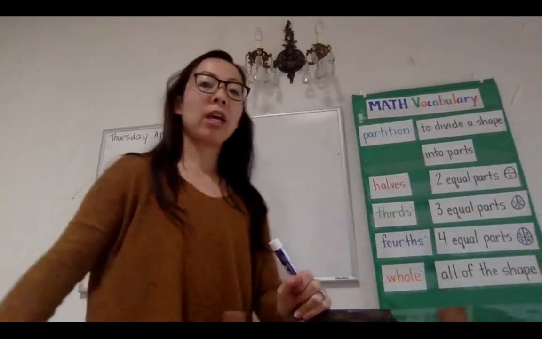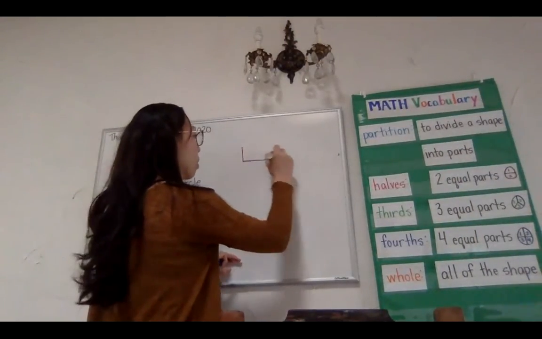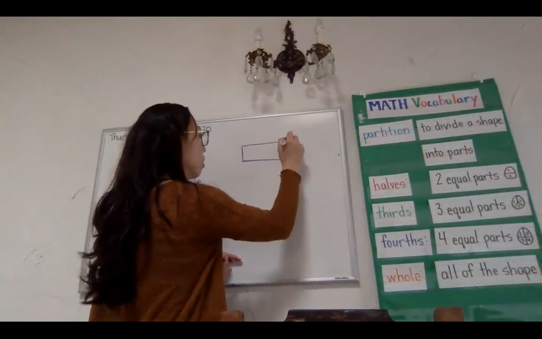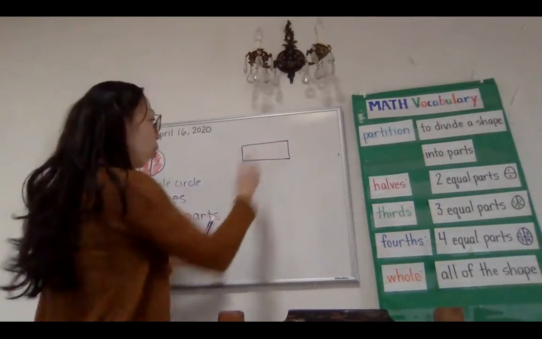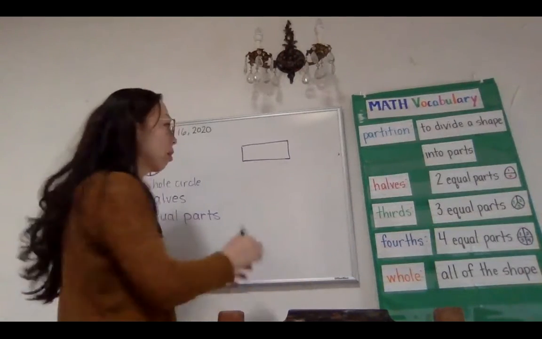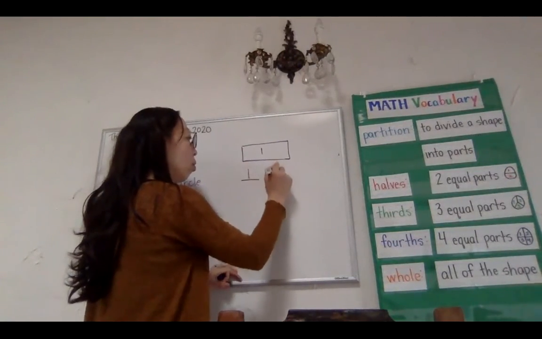Guys, let's take a look at another shape. What if I want to do a rectangle? Here it goes. Here's my rectangle. So what do you think? How many whole rectangles do I have there? Well, I only have 1 whole, don't I? So that's 1 whole rectangle.